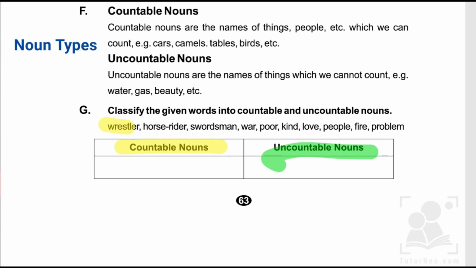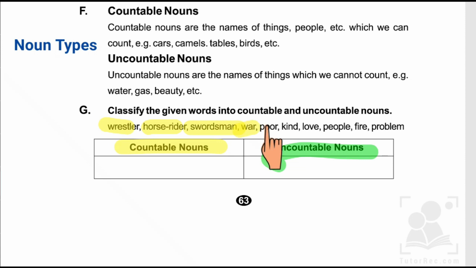Second, horse rider. A person who is riding a horse. We can count a person. Yes, it's a countable noun. Swordsman. A person carrying a sword. Maybe a warrior or a fighter. We can count how many warriors or swordsmen are there in the war. Then war. How many wars have been done? How many fights have been done? You can count the wars. Yes, it's countable.